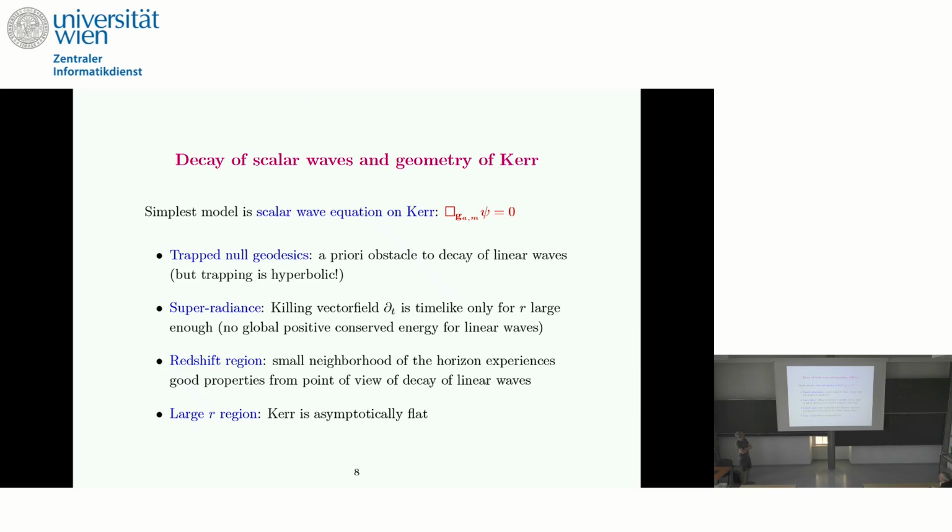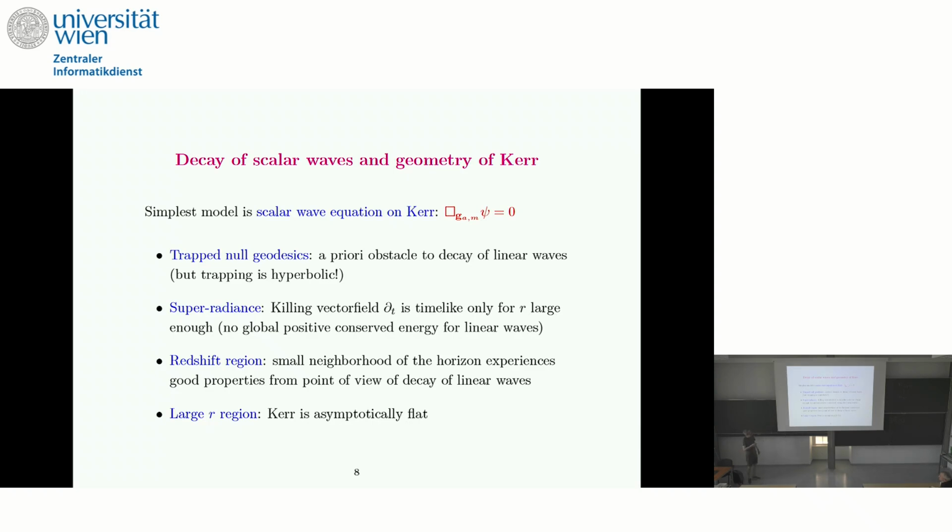The first one is the presence of trapped null geodesics. In other words, these are geodesics that will stay forever in a compact region of your spacetime. So why is it a problem? Because, I guess for this audience, we all know that at high frequency, waves propagate along null geodesics. And if you want to get decay, you want these null geodesics either to go to infinity or to fall inside the black hole. And these are geodesics that do neither of those. So these are enemies. Of course, the good news is that this trapping is fairly weak. It's called hyperbolic, so you can still get decay in the end.